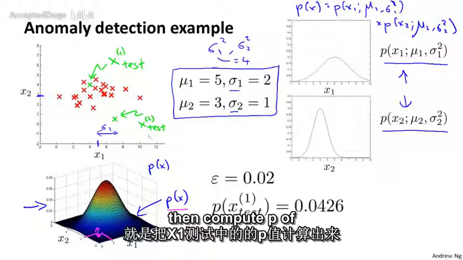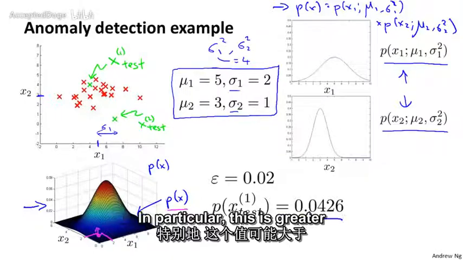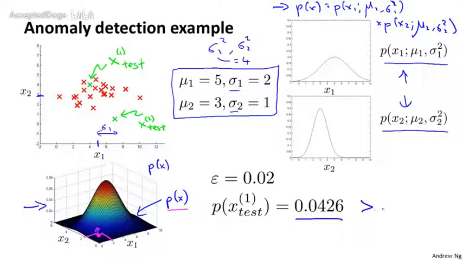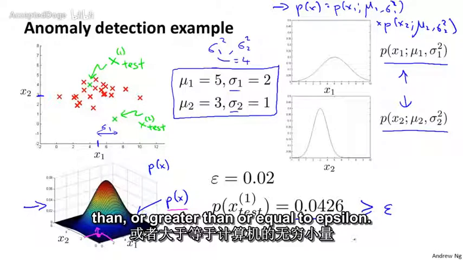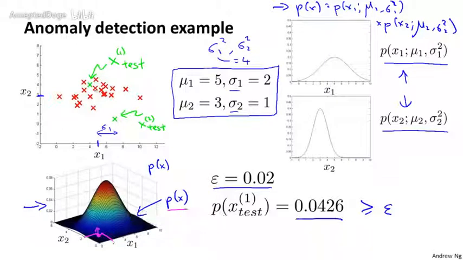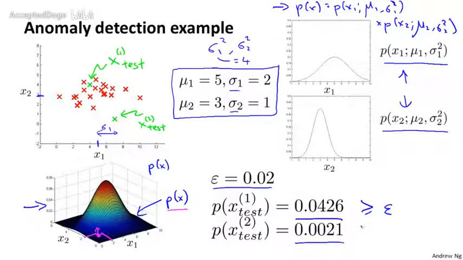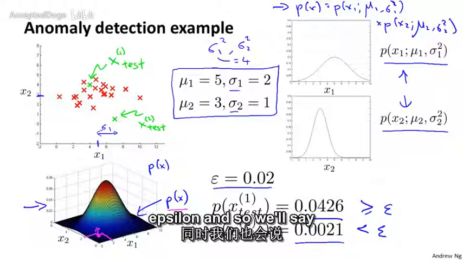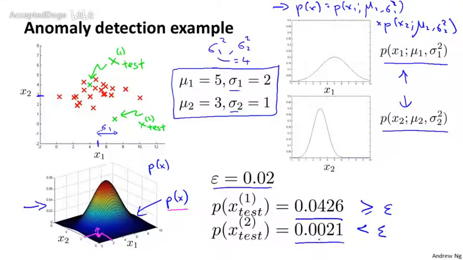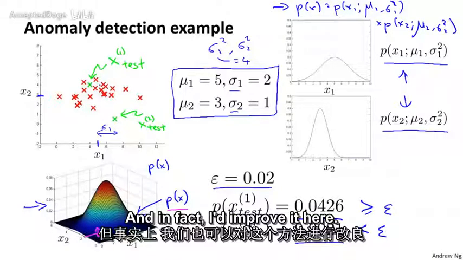What we do is we then compute p of x1 test. We use this formula to compute it, and this looks like a pretty large value. In particular, this is greater than or equal to epsilon, so this is a pretty high probability, at least bigger than epsilon, so we'll say that x1 test is not an anomaly. Whereas if you compute p of x2 test, that gives a much smaller value, so this is less than epsilon, and so we'll say that that is indeed an anomaly, because it's much smaller than the epsilon that we chose.